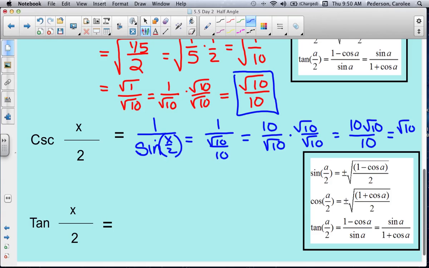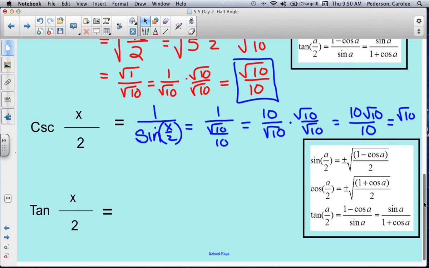One left, the tangent of x over 2. And then I'll stop the recording. Which of the formulas am I going to use now? From right here, this formula. The square root of 10 over 10, we reciprocate that one. It's the reciprocal of the sine function. Yeah, these things in the box are the formulas from the half angle formulas.